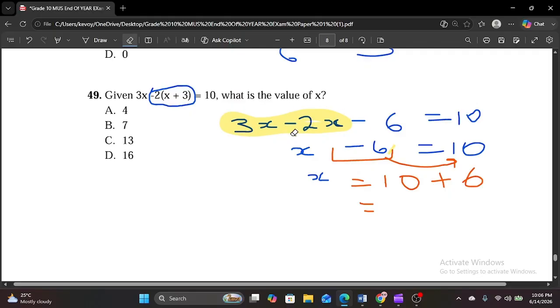So x, subtract, so there's nothing there. There's going to be strictly x equal to 16. After subtracting 2x from 3x, you have x. Move over your 6, so that's going to be 10 plus 6 is equal to 16. So that's going to be that. So that's going to be D.